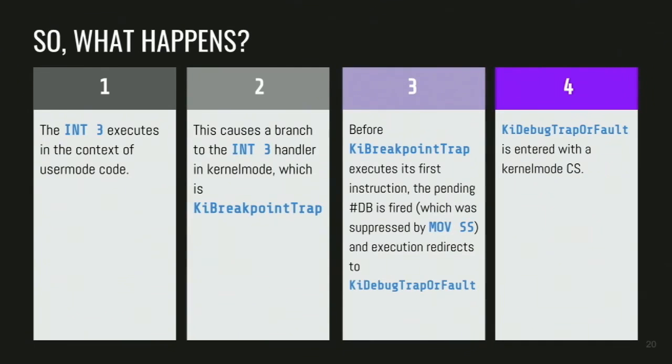So what happens? We execute an int3 in the context of user mode. In Windows, this is not privileged. The DPL is actually a 3, so we can execute it without any type of issue. The int3 would normally cause a branch to the Windows version of the int3 handler, which is KiBreakpointTrap.